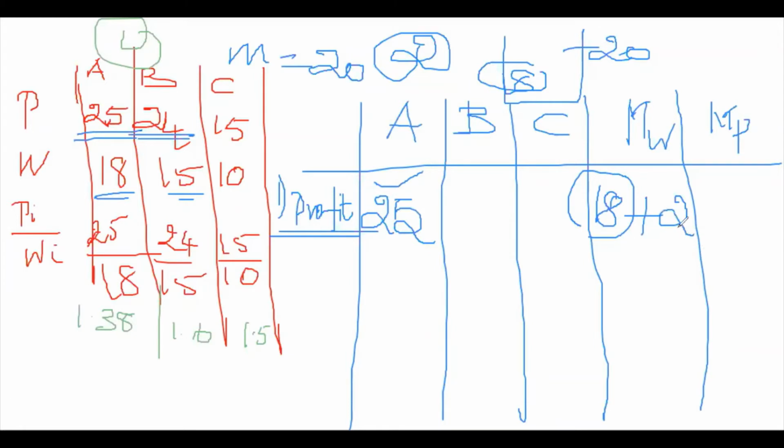So here, out of 15, you are choosing only 2. So 2 by 15. In that 15, you are choosing only 2. That is fractional, and fractional means it is divisible. You can take any fraction of an item.